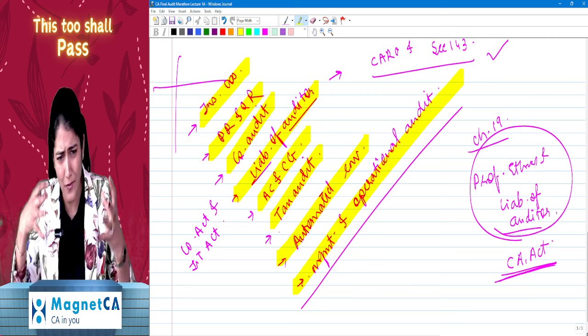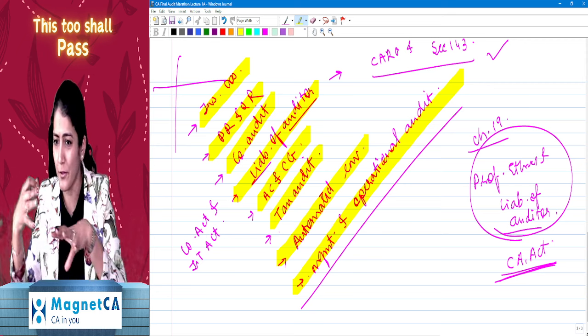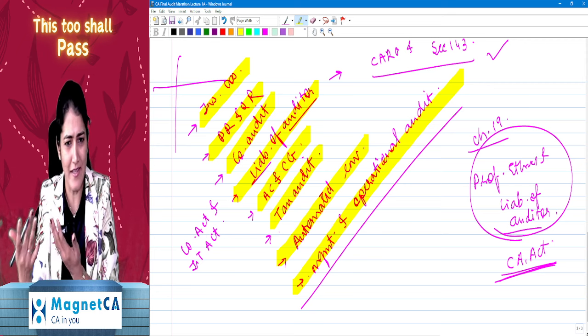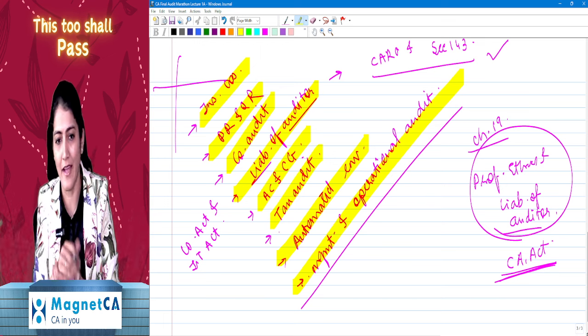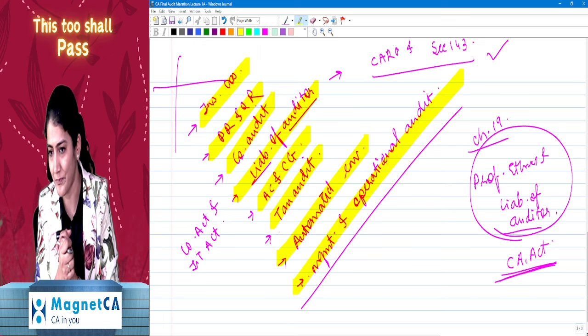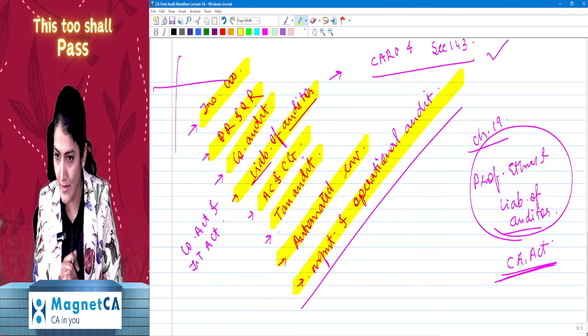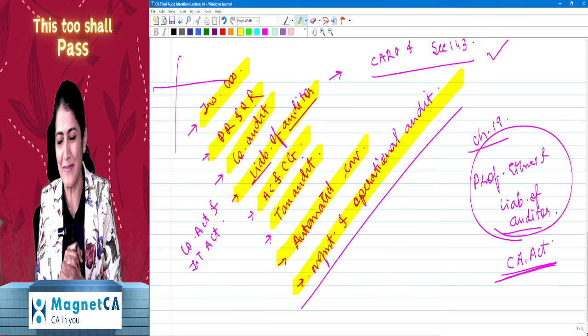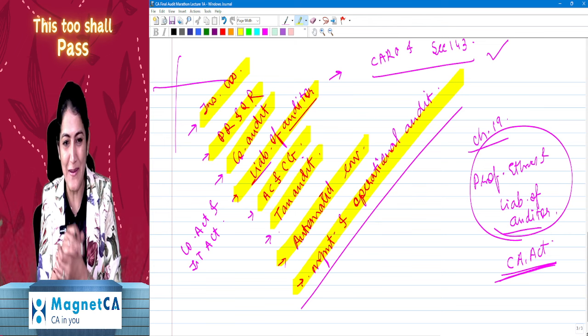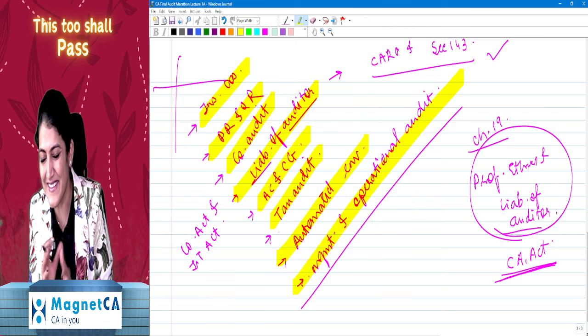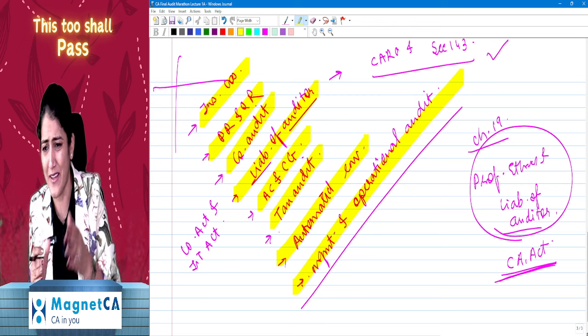Any doubts or thought processes going on, you can put them in the chat box simultaneously, in between. I would be having a look at the chat box also. Clear, everyone? You follow? Little bit, not much expected, but yeah. Obviously, if you could know it all, then you would not have had the reason for attending this class. So no worries at all.